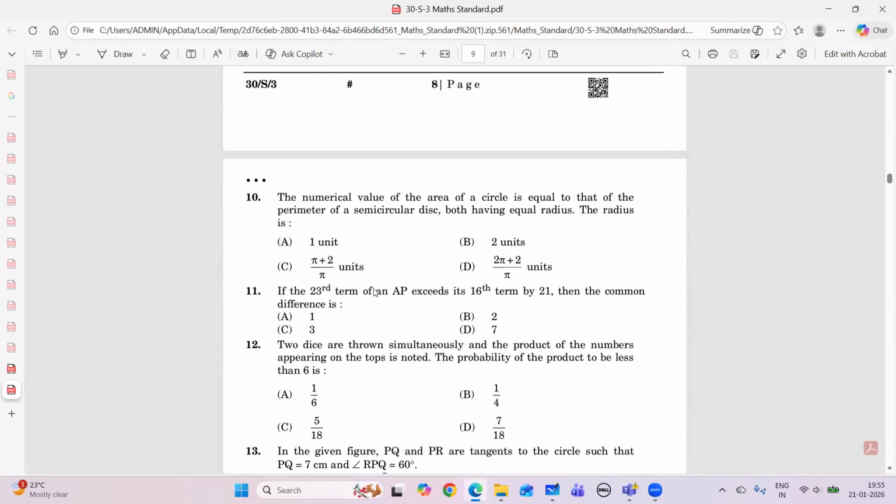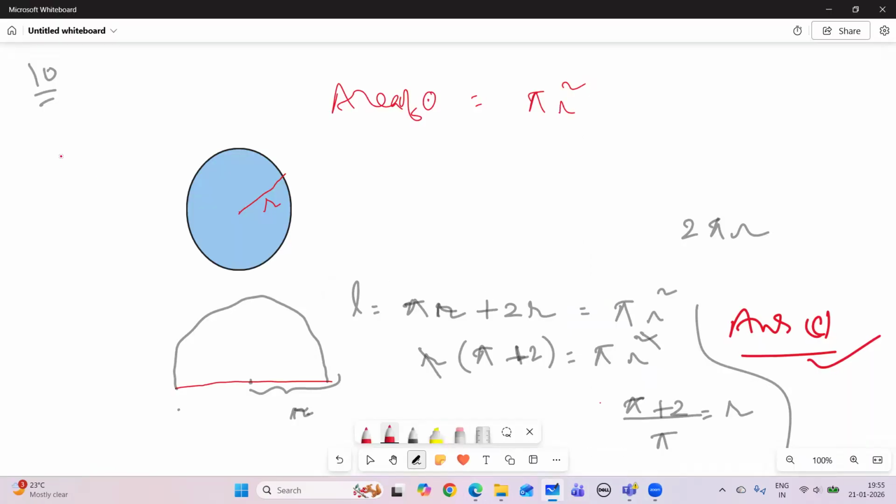If the 23rd term of an AP exceeds the 16th term by 21, then the common difference is. For an AP, the difference of the 23rd term and the 16th term is given as 21. So T23 minus T16 is 21. The 23rd term exceeds the 16th means T23 minus T16 is 21. So yeah, let us look at this.